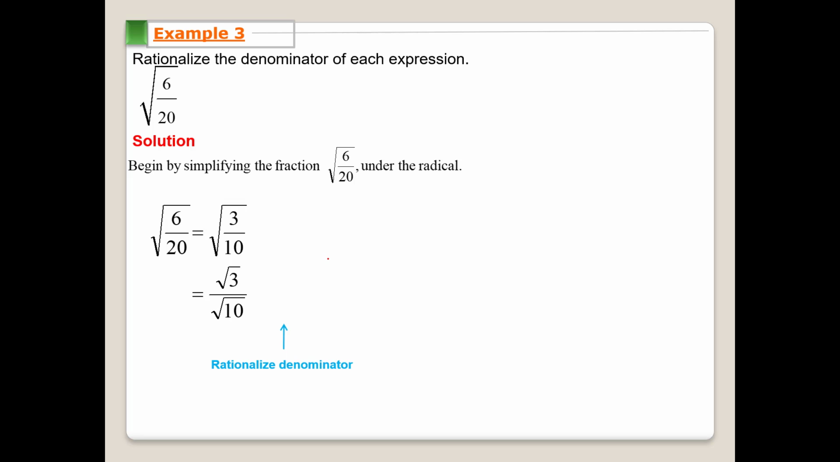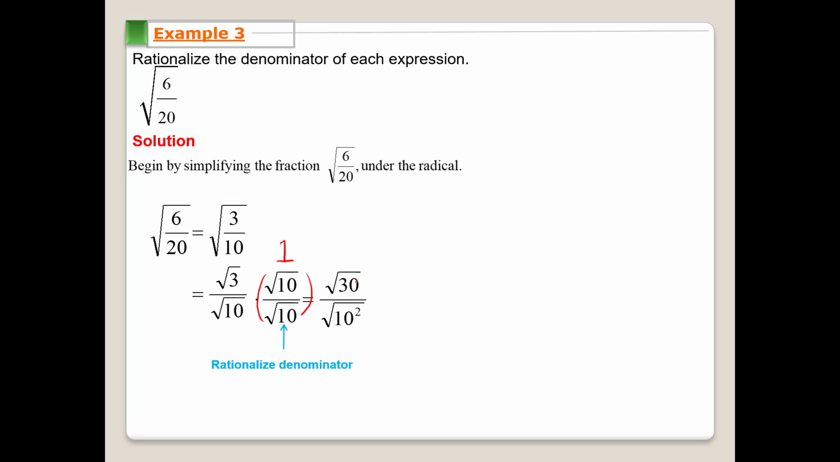So now let's rationalize the denominator. So we can simply take square root of 10 over square root of 10, multiply that by square root of 3 over square root of 10. So this is like multiplying times the number 1, okay? It's the same thing. It's like just multiplying times the number 1.